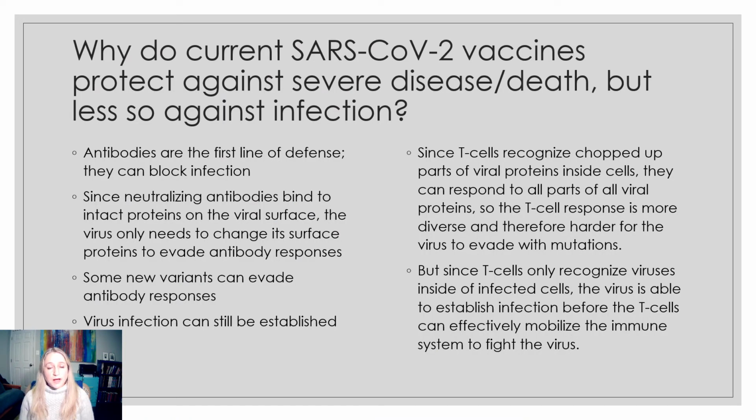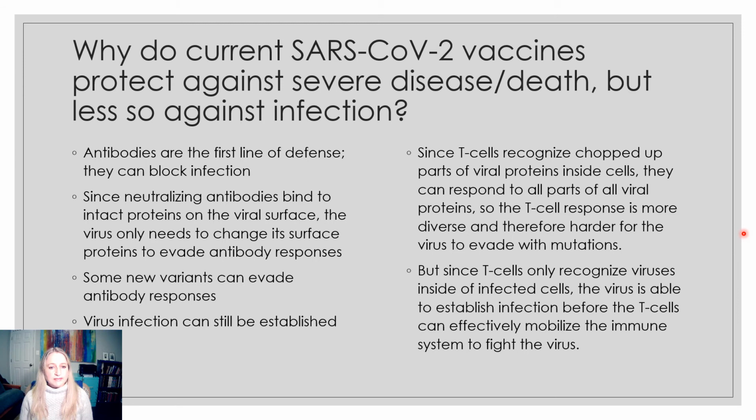So why do the current SARS-CoV-2 vaccines that were made against the original strain of SARS-CoV-2 protect against severe disease and death for the current variants, but less so against infection for the current variants? So antibodies are the first line of defense. They can block infection. We saw in the picture, they're actually physically keeping the virus from getting into the cell.